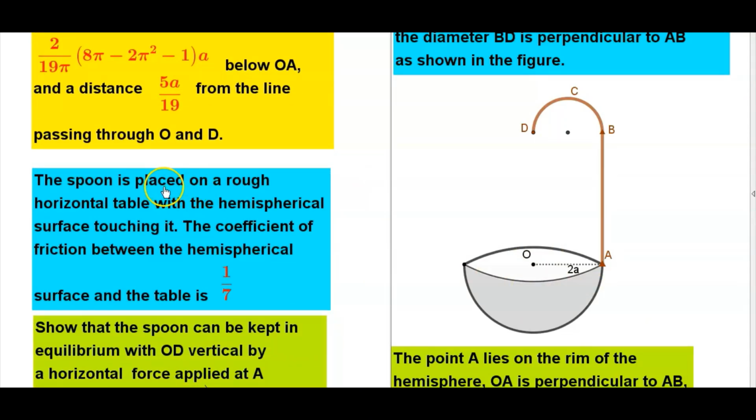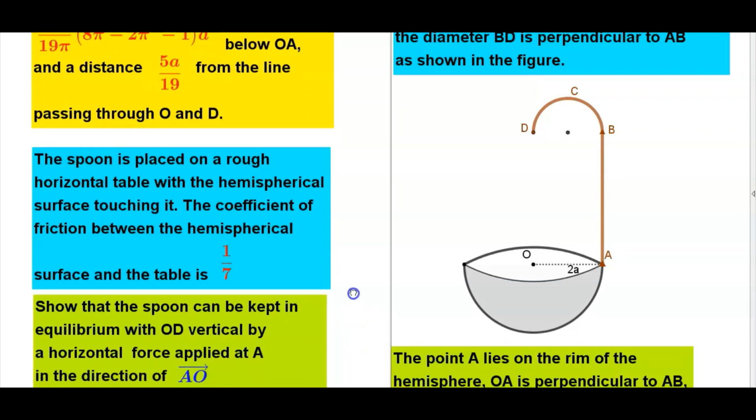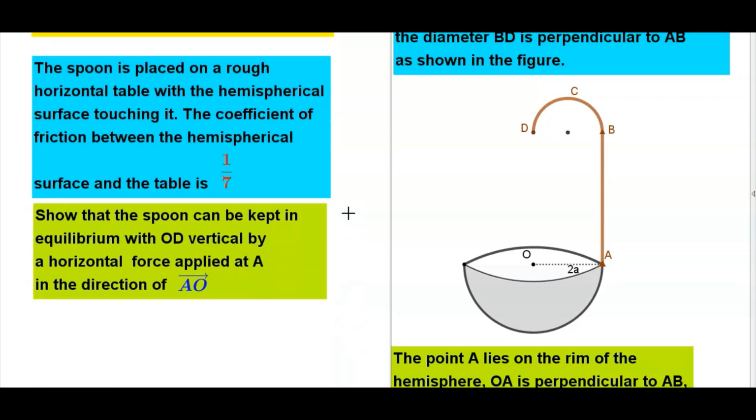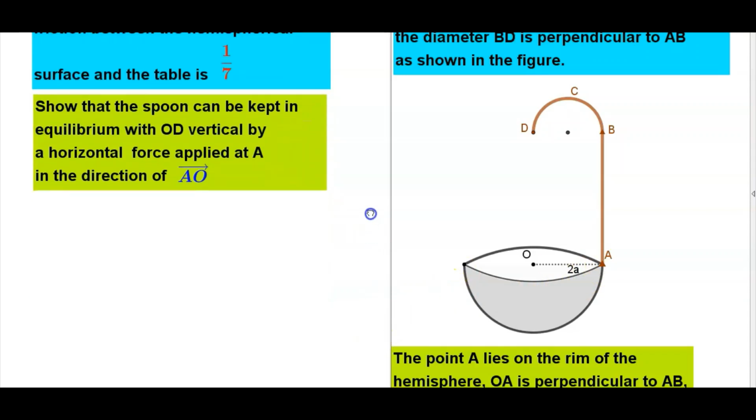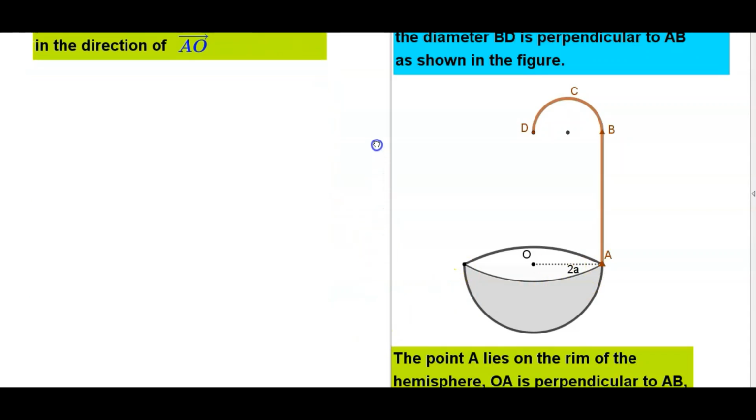The spoon is placed on a rough horizontal table with the hemispherical shell surface touching it. The coefficient of friction between the hemispherical surface and the table is 1/7. Show that the spoon can be kept in equilibrium with OD vertical by a horizontal force applied at A in the direction of AO. Solution for this question.